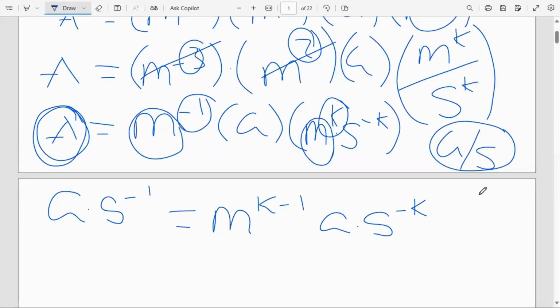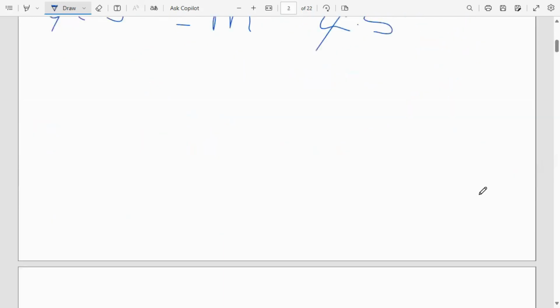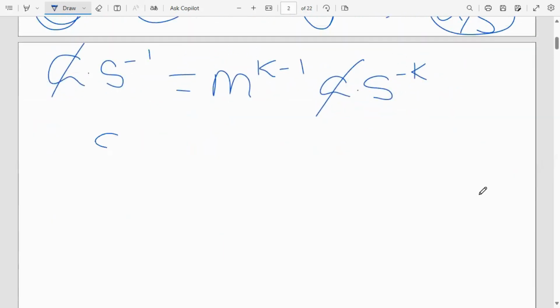And now that we have expressed both sides, the left and the right-hand side of our equation, we can now cancel out some things that are common. So from what I'm seeing, C here can disappear with this C there. And what are we going to remain with? We're remaining with an equation which is now simplified. We're remaining with s to the power minus 1 because it is a denominator, being equal to m to the power k minus 1 and the s multiplied by s to the power minus k.